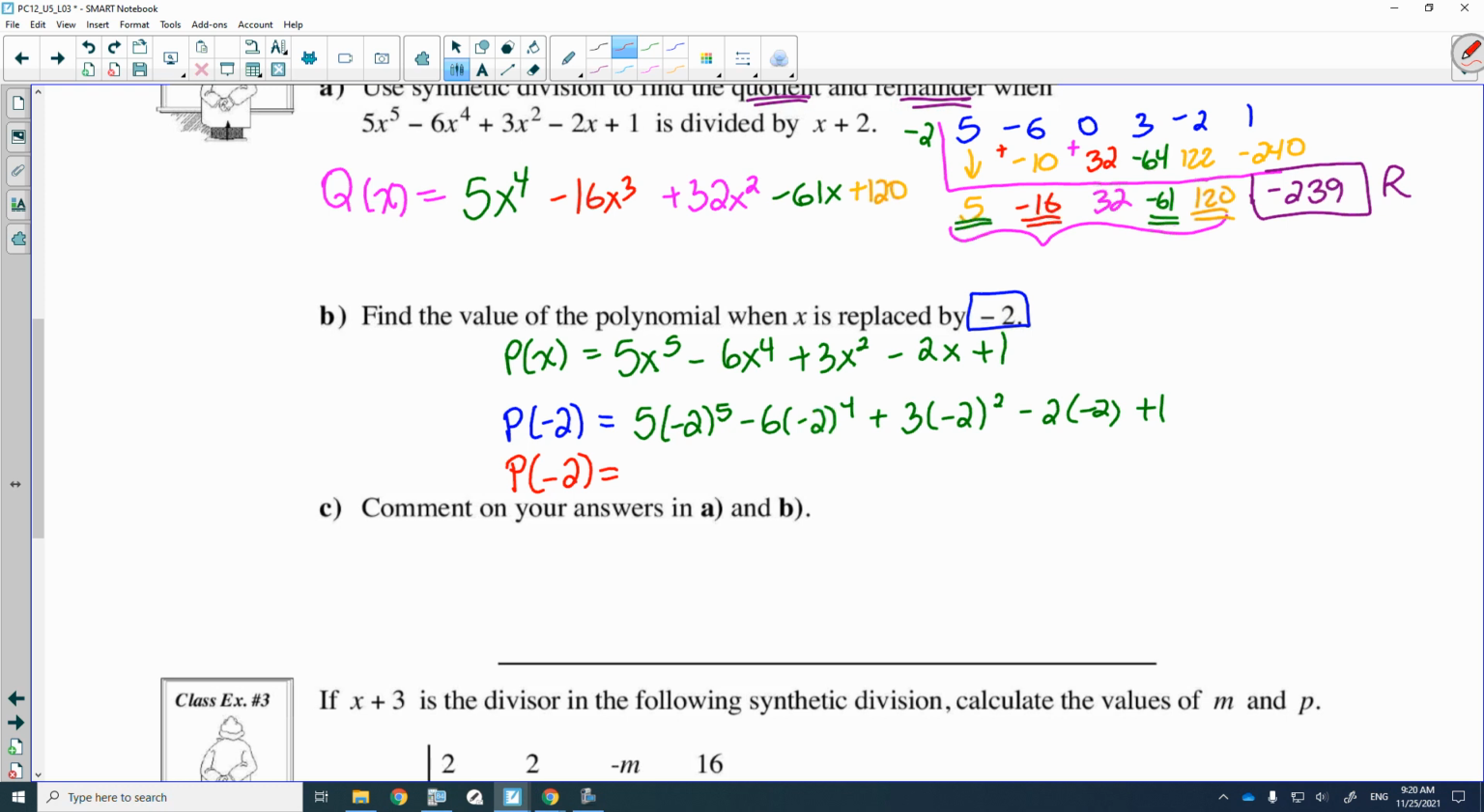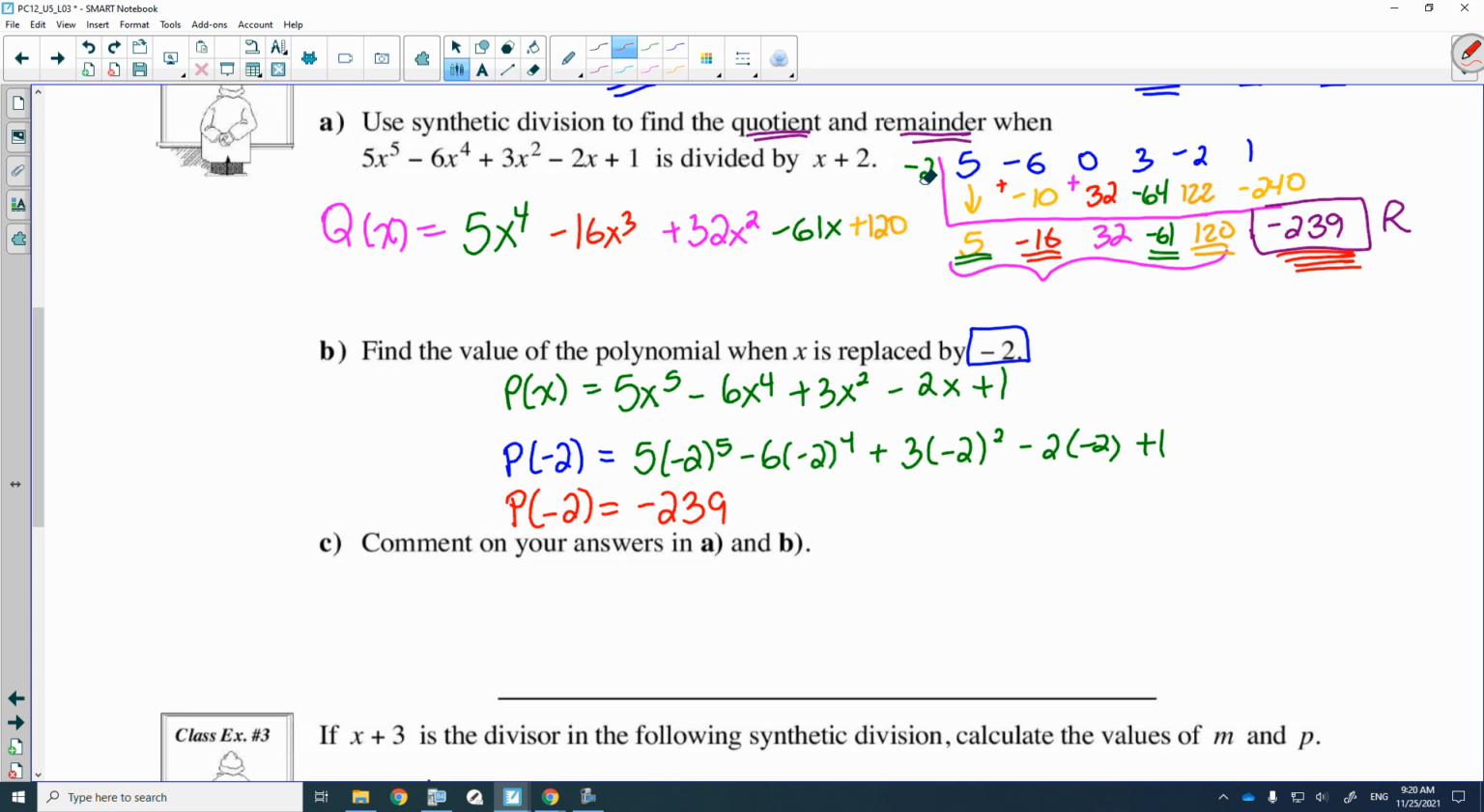Anybody have what it is? It is -239, which hopefully you notice was the remainder when I divided it by a root of -2, right? So whatever root this is, if I put p of that root, whatever answer spits out is always going to be the remainder. So it says comment on your answers in A and B.